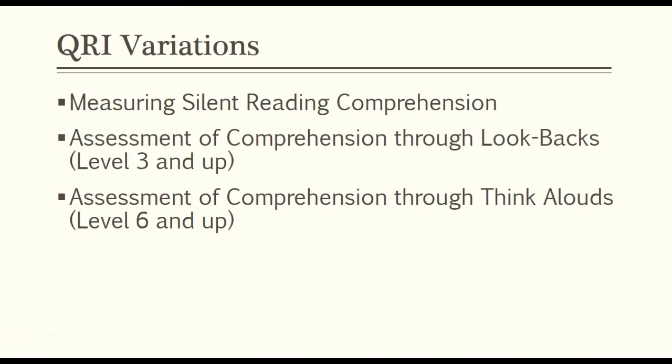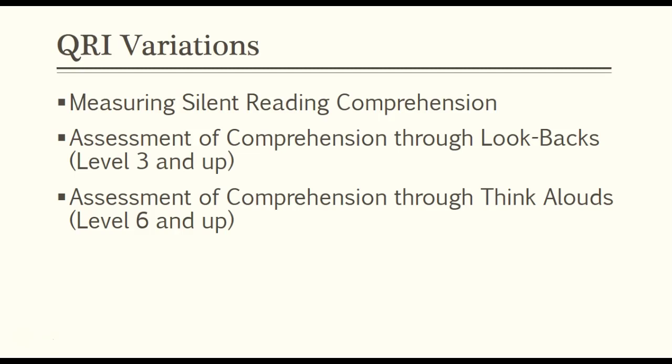A few variations to keep in mind. You can use the QRI to measure silent reading comprehension, and you can even compute a words per minute for that, because you just start your timer and then whenever they finish, stop it. And then you can calculate their words per minute based on the total time. It won't tell you words correct per minute because you don't know how many miscues they had during that amount of time.